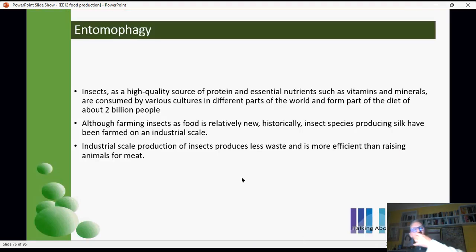So it's called entomophagy, eating insects, and it's rather curious because you probably don't realise that insects are actually a very good source of protein and nutrients. And they are part of the diet for about 2 billion people on this planet. So that's something like a third of the people on the planet actually eat insects or arachnids in a culturally accepted way.